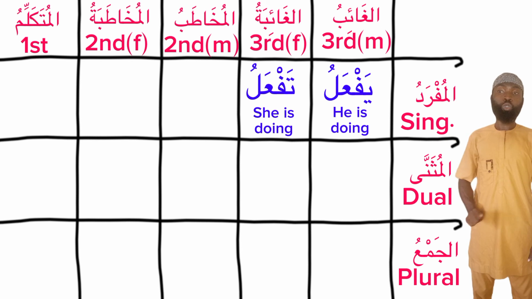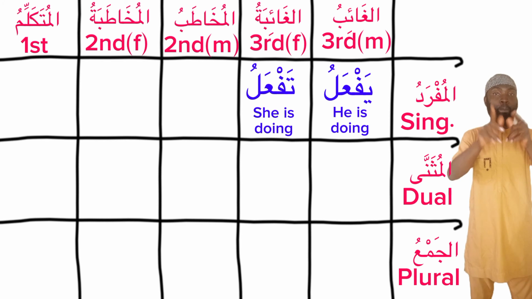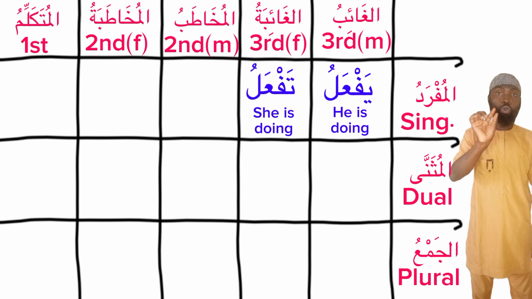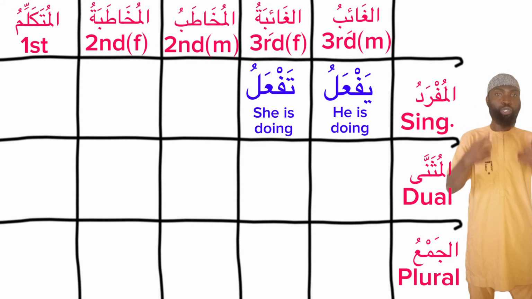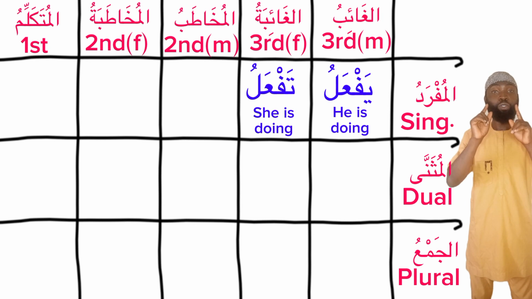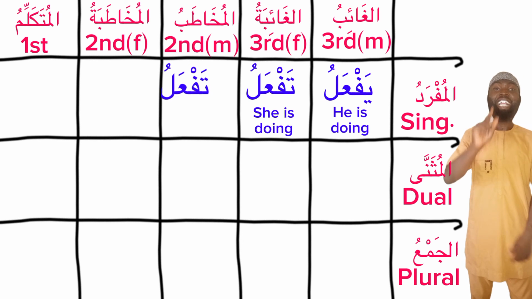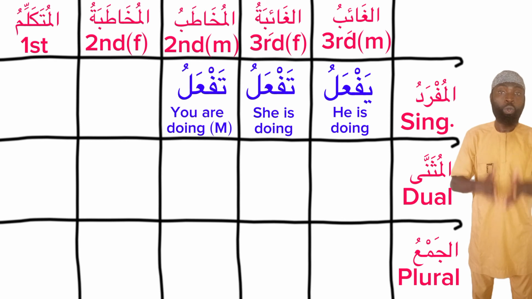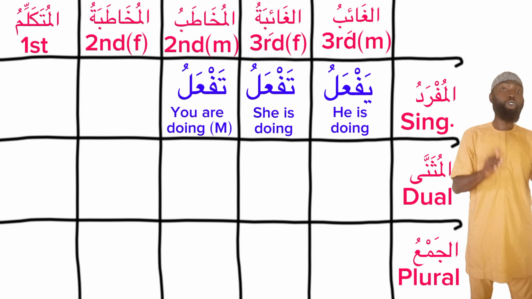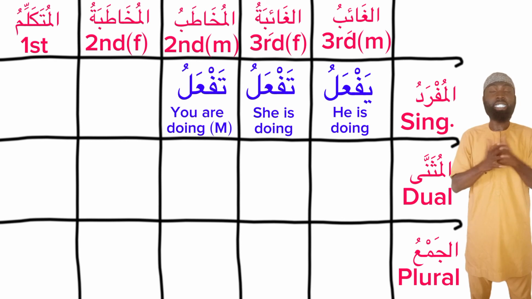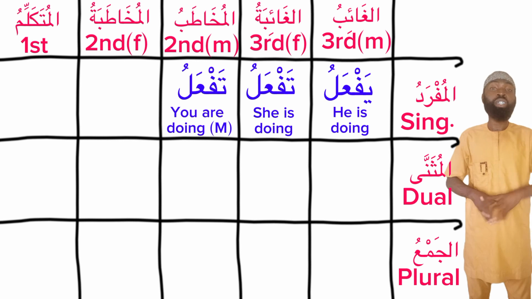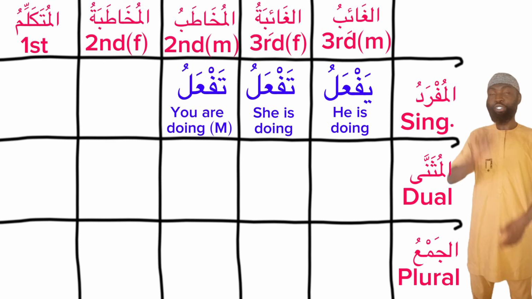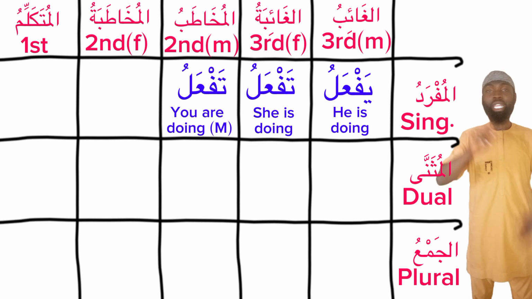Now moving to this third column, which is the al-mukhatab, the second person, when you have someone in front of you and he's a male, under the al-mufrad, the singular row, what will you use? You will also use the same word as the third person feminine, and it will be taf'alu. So when you see the word taf'alu, depending on the position in a sentence, you will understand whether it is used for she is doing or for you are doing for a male.